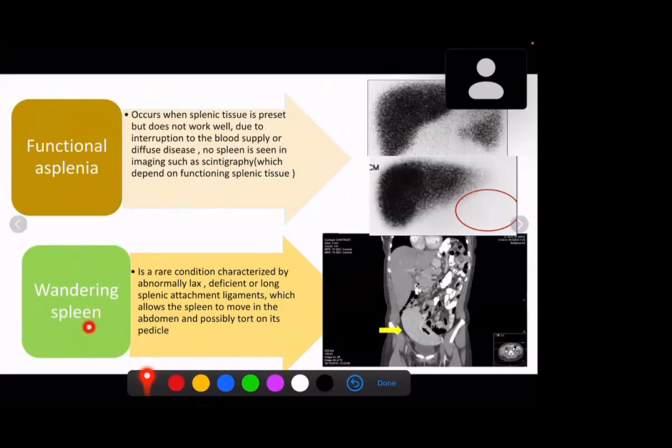While we have the wandering spleen, it's a rare condition characterized by abnormally lax, deficient, or long splenic attachments, which will allow the spleen to move in the abdomen and possibly twist on its pedicle. As we can see, the spleen is in the right iliac fossa on coronal CT scan, and these are the splenic vessels, and it may cause a torsion around this pedicle.